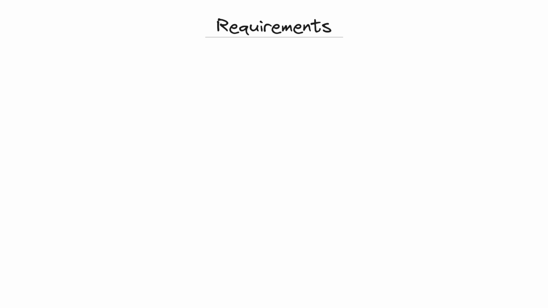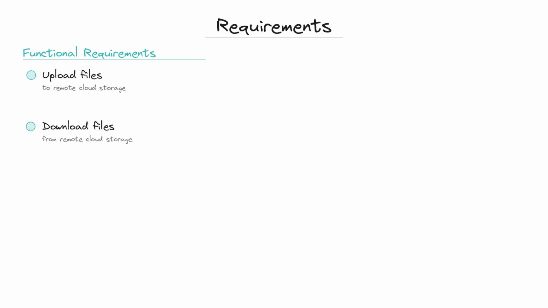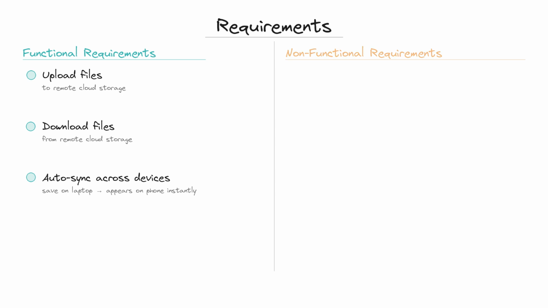Let's define our requirements. Functional requirements, these are the core features. What does the product actually do? In an interview, you always want to identify the top 3. For Dropbox, number 1, upload files to remote cloud storage. Number 2, download files from remote cloud storage. Number 3, auto-sync files across devices. This is the killer feature. You save a file on your laptop, it instantly shows up on your phone and your work computer. That's it. 3 features. Don't overcomplicate it.